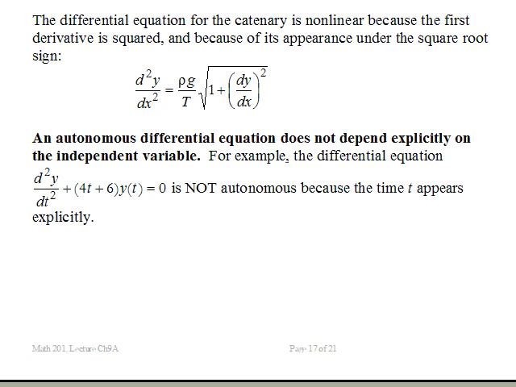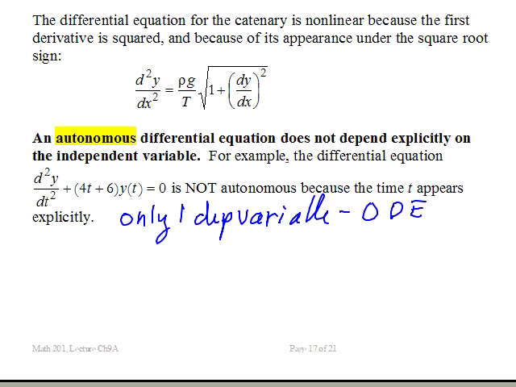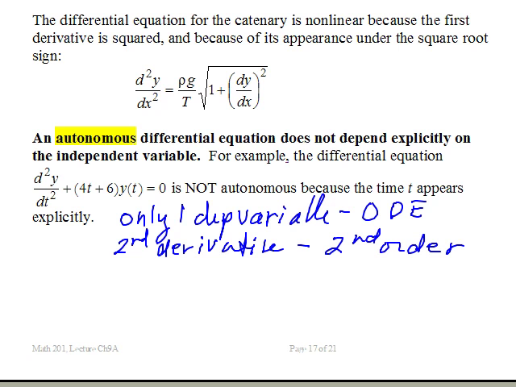Now let's look at the next topic, which is autonomous. An autonomous differential equation does not depend explicitly on the independent variable. So here is a differential equation. We look through this, what do we know about it? There's only one independent variable, and that's t. Because of that, this is an ordinary differential equation. The highest derivative is the second derivative. So this is second order. We see the second derivative here.